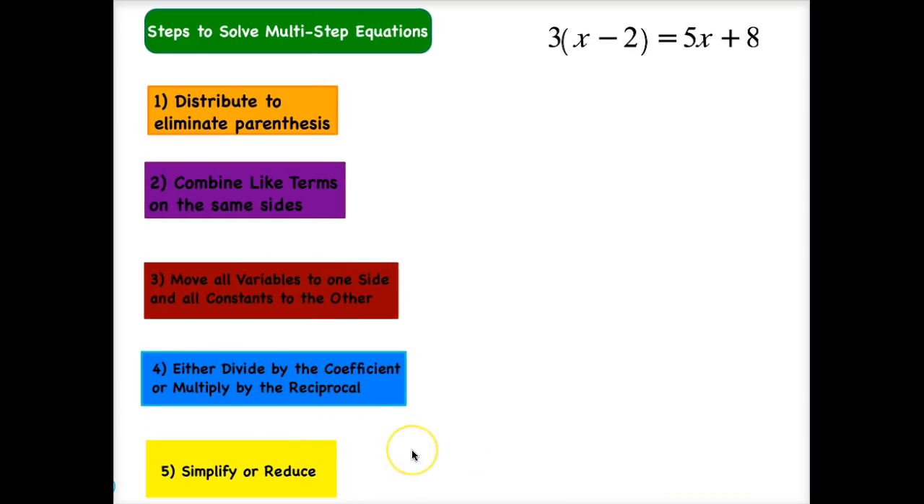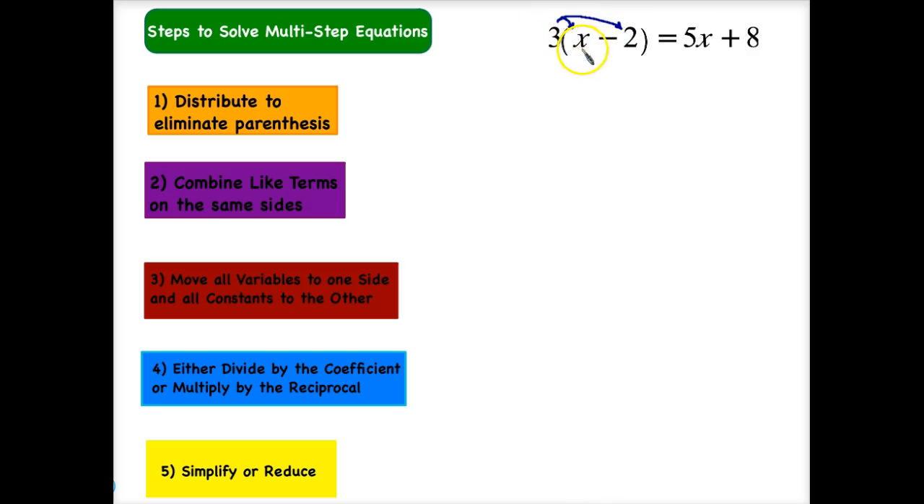Here are 5 key steps to solving multi-step equations. Here's an example that we'll go ahead and run through for each step. So the very first step is to distribute, or in other words, eliminate parentheses. So if I look at this equation up here, I have parentheses. So before I can do anything else, I need to get rid of those parentheses by distributing the 3 into the parentheses. By distributing, I mean multiplying.